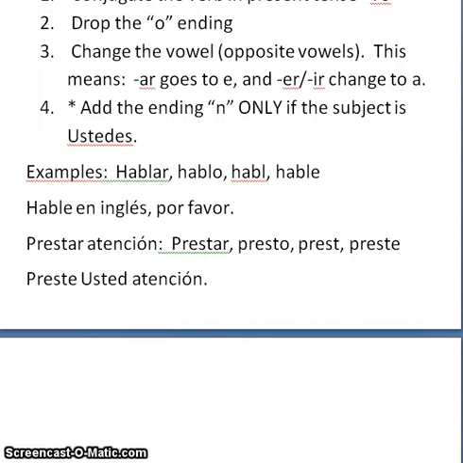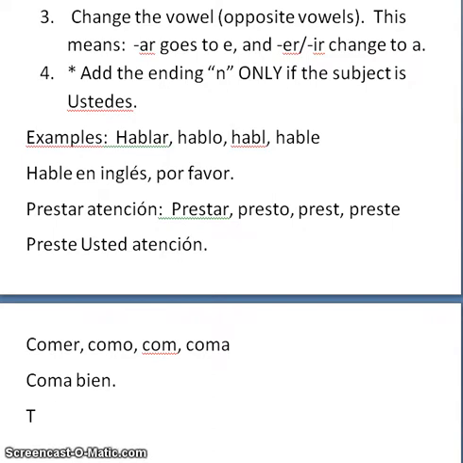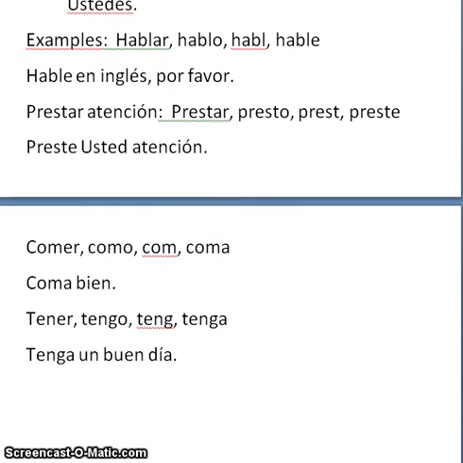Let's do another one. Let's do comer. Okay, there's your infinitive. Conjugate for yo. Drop the O. Change the vowel. This time, comer is an ER verb, so we're going to change it to an A. Coma bien. Eat well. Okay, let's do one more. How about tener? Conjugate for yo. Drop the O. Change the vowel. Okay, here's my command. Here's my sentence. Tenga un buen día. Have a nice day, or have a good day.